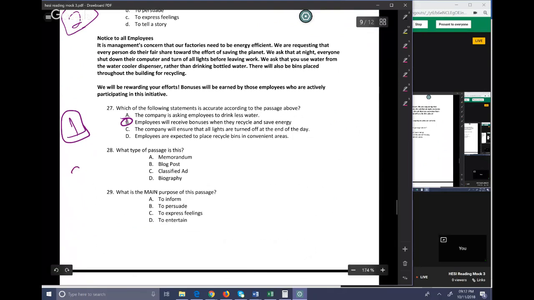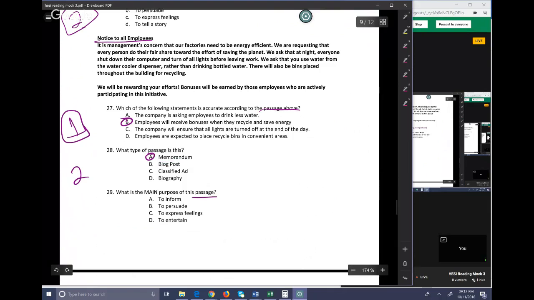28 is from reading 2. What type of passage is this? This is a memo, which the full name of a memo is memorandum. This one, you notice, is referring to it as a passage because they're not trying to give you the answer to whether it's a memo or not, but it's a memo. It's a notice to employees. It's management or HR giving information to everyone who works somewhere, which is always what a memo is.